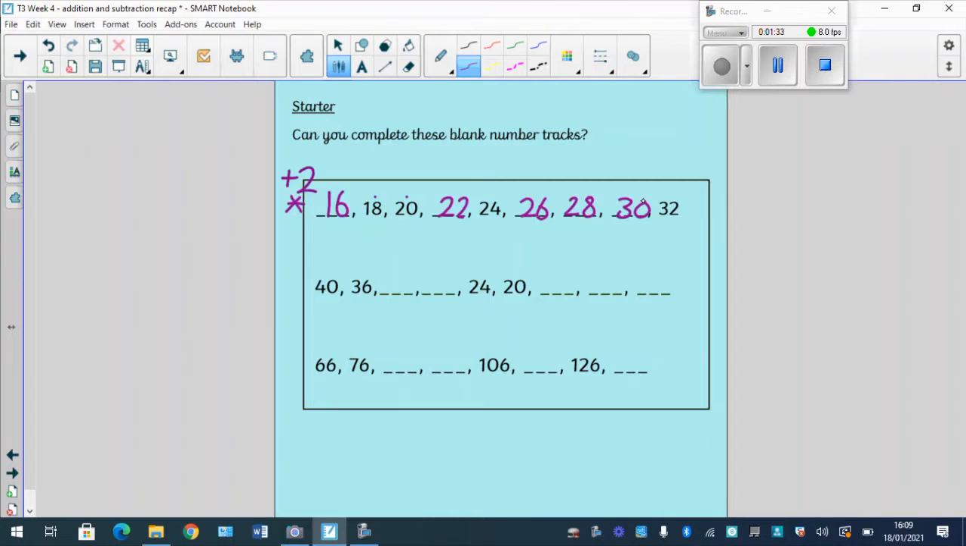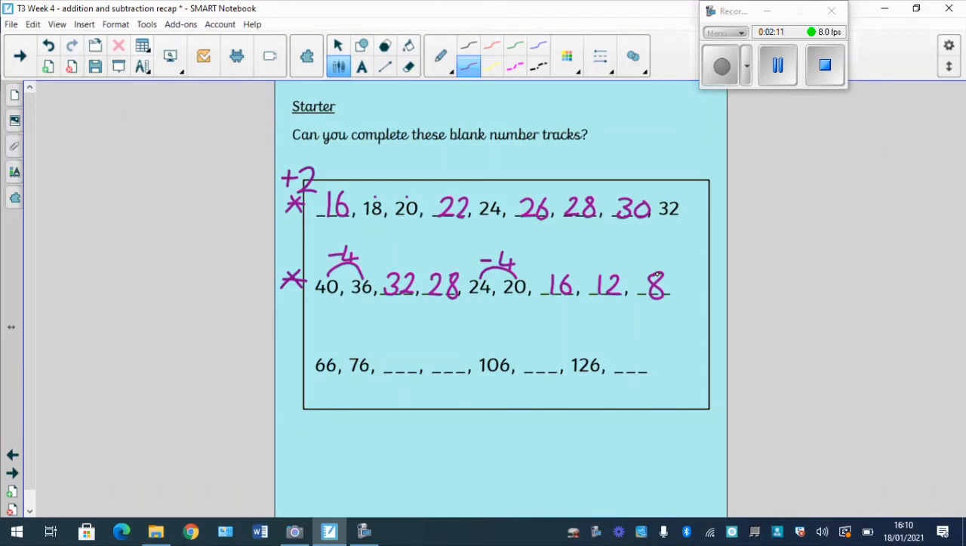Next, let's look at these ones here. I can see 20 and 24, and I can see that these are counting back 4, and I've got 40 back to 36, and I can see that that's counting back 4. So I think this one is all about counting back 4. So 40, 36, 32, 28, 24, 20, 16, 12 and 8. Excellent. How did you get on? I'm sure you're doing a great job, guys.